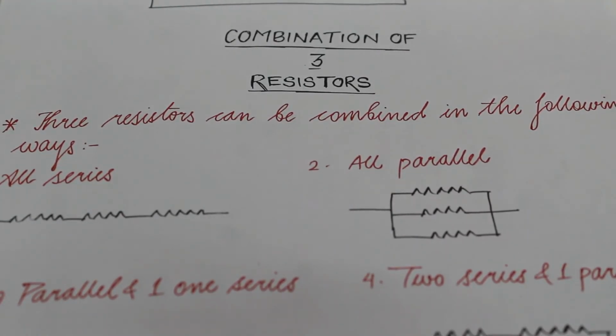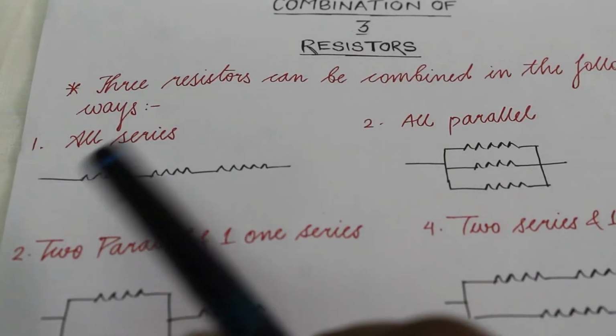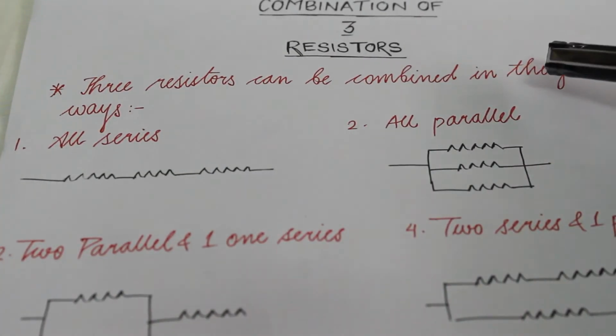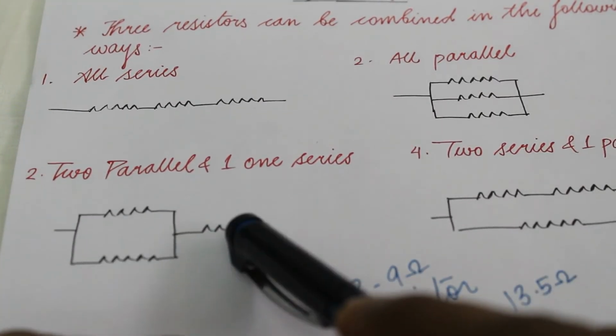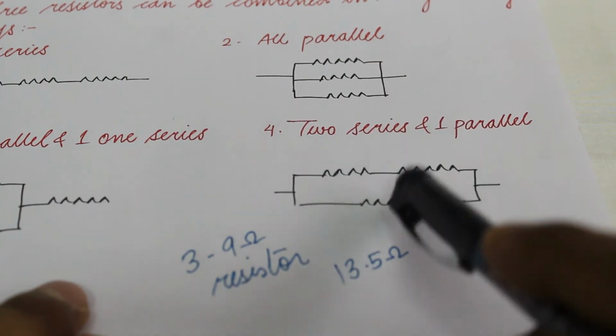Next, we will study combination of three resistors. Now, how can the three resistors be combined? They can be combined in four ways. First, all of them can be connected in series. Second, all of them can be connected in parallel. Next, two parallel and one series, and two series and one parallel.